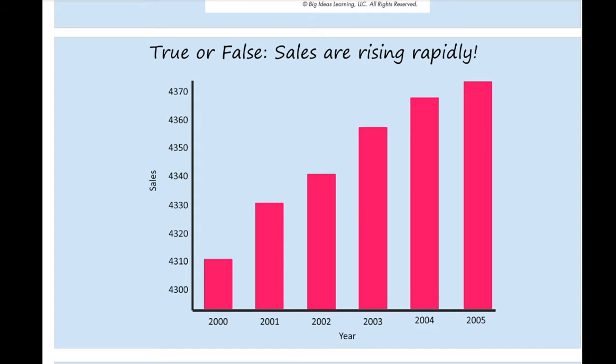Now, you may have looked at the graph initially and said true, but hopefully if you took a further look at it, you said false, because if you look at the Y values, you can see that they're not going up by much. They're only going up by 10 every time. So an increase of 10 sales every year is not what I would classify as rising rapidly.